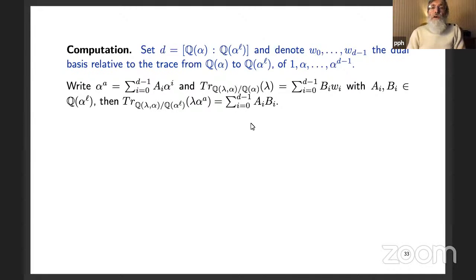And the trace of lambda over Q(alpha), we write in the same way, but over the basis W_0, ..., W_{D-1}. So we write it as the sum for i equals 0 to D minus 1 of b_i W_i. And the a_i and b_i belong to Q(alpha^L), because this is the basis of Q(alpha) over Q(alpha^L). Then the trace of lambda alpha^A is easy to compute because we have chosen W to be the dual basis. This is just the sum of a_i b_i.